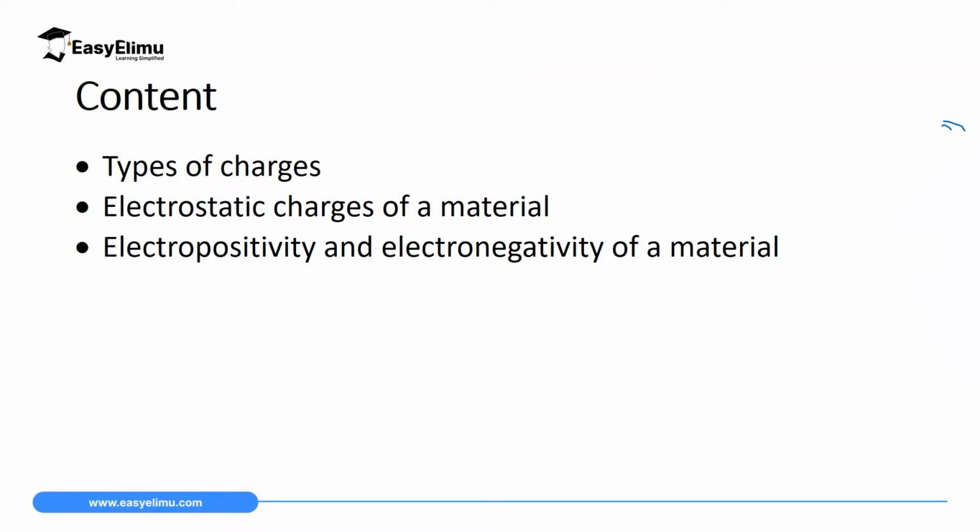By the end of this lesson, I expect you to be able to state and explain the types of charges. In this case, we are going to look at the positive charges and the negative charges, and then explain the electrostatic charge of materials, and then finally explain the electropositivity and electronegativity of materials, where we are going to categorize materials which can lose electrons easily and those which can gain electrons easily.